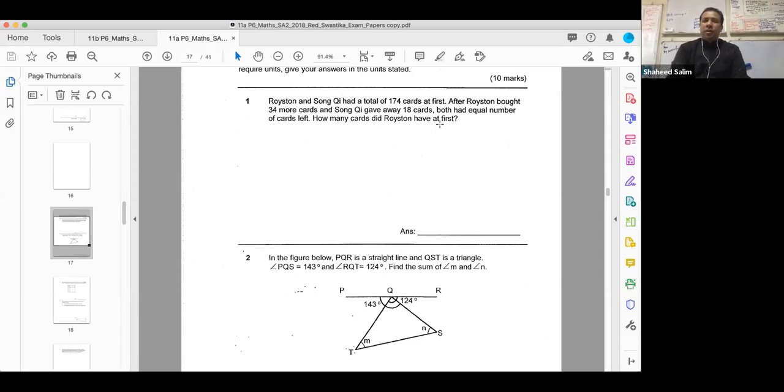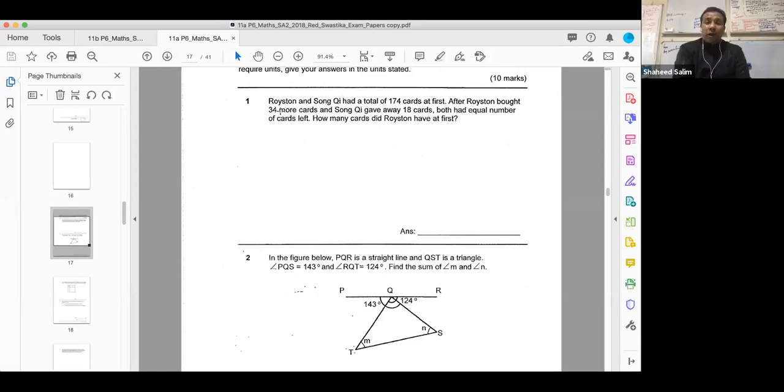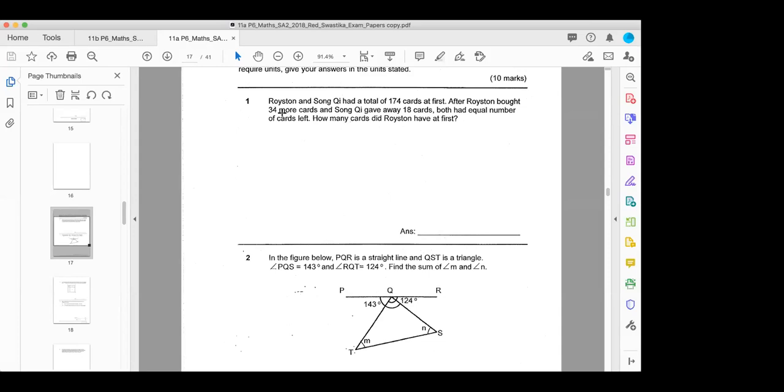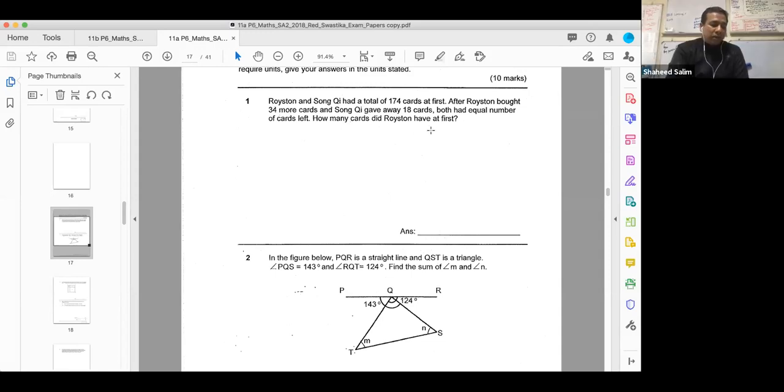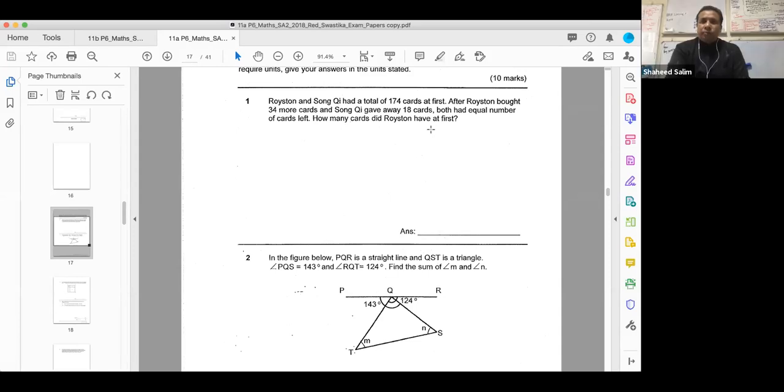Okay, we give 1 more minute. 113? No, don't add. You see, he bought the cards. At first, he didn't have those cards, so you must minus. Royston bought 34 cards. In the end, he had 95. So before he buys the cards, you must minus 34 to get 61.